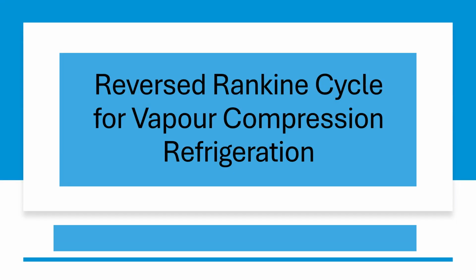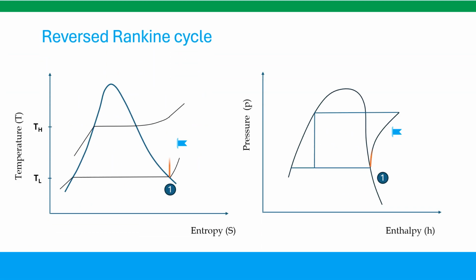The reversed Rankine cycle closely resembles practical vapor compression refrigeration systems. Let's explore this cycle now. This refers to the reversed cycle of the Rankine cycle, which is commonly used in power generation processes. The two diagrams illustrate the simple or ideal reversed Rankine cycle in the temperature entropy and pressure enthalpy coordinate systems.